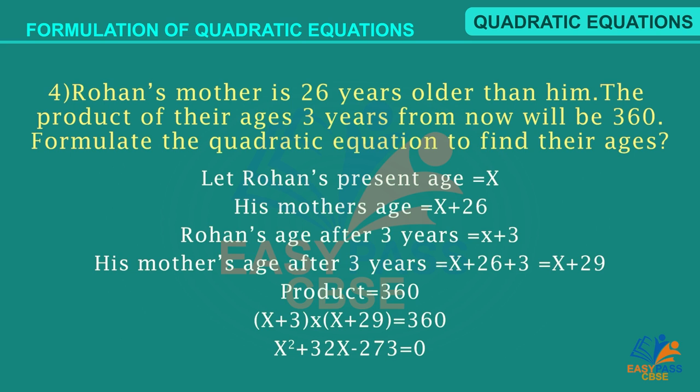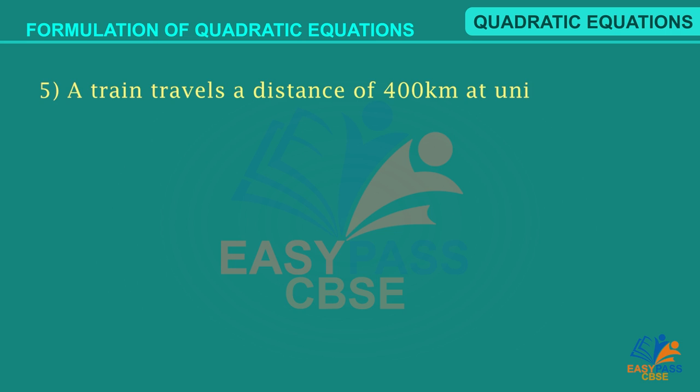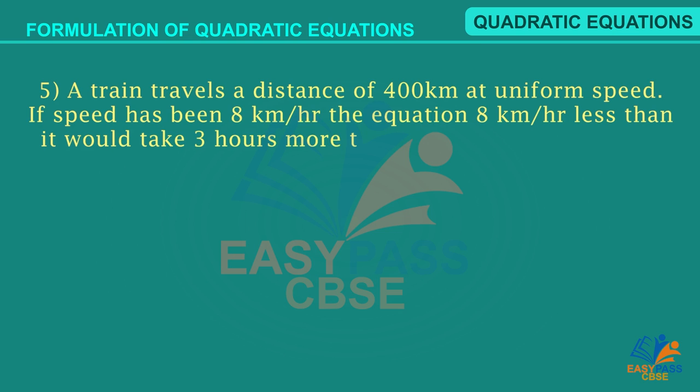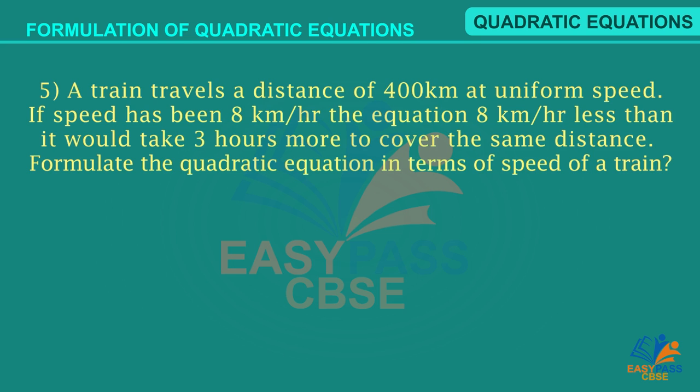Let us see one more example. A train travels a distance of 480 kilometers at a uniform speed. If the speed had been 8 kilometers per hour less, then it would have taken 3 hours more to cover the same distance. Formulate the quadratic equation in terms of the speed of the train.